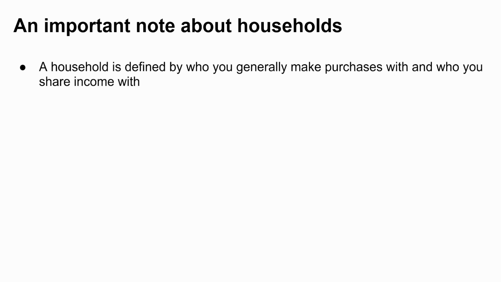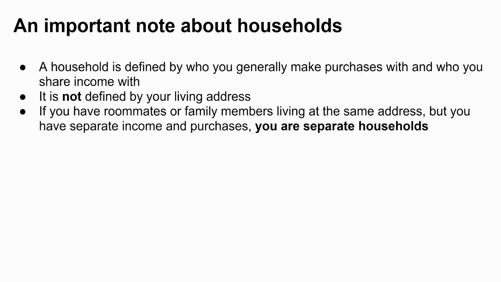So a household is defined by who you generally make purchases with and who you share income with. It's not defined by your living address, which is very important. So if you have roommates or family members living at the same address as you, but you have a separate income and you have separate purchases, you are separate households, even though you're living in the same house potentially.